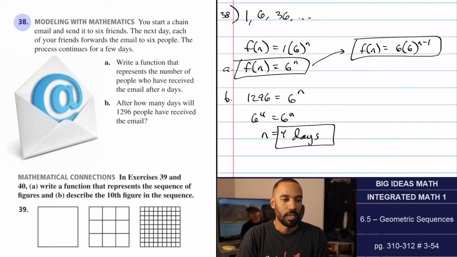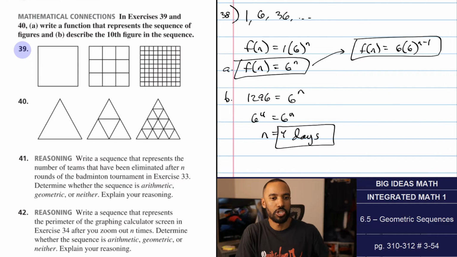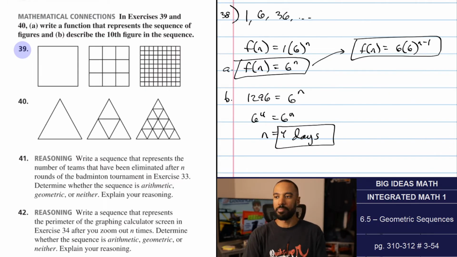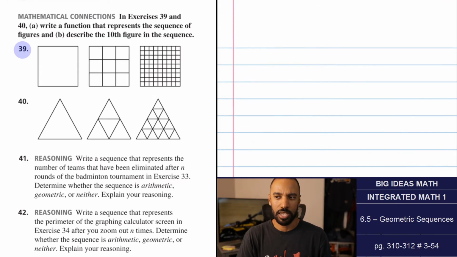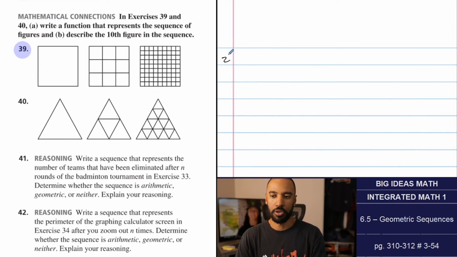Okay. Numbers 39 and 40. We're going to write a function that represents the sequence of figures and describe the 10th figure in the sequence. That does sound like stuff we did in the arithmetic sets, but obviously it's a different kind. These are geometric. So number 39, we have this set here.